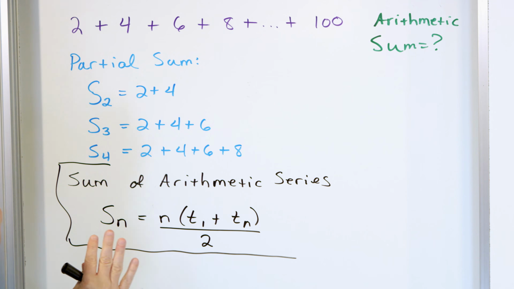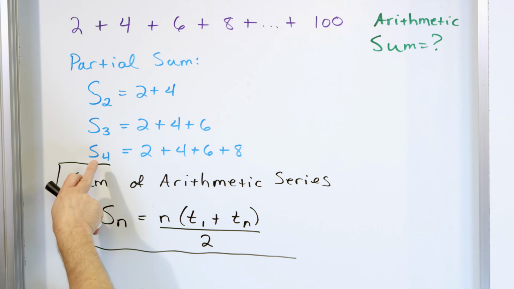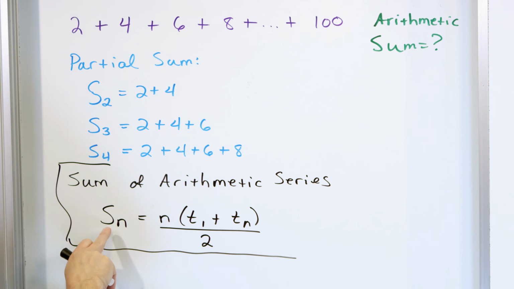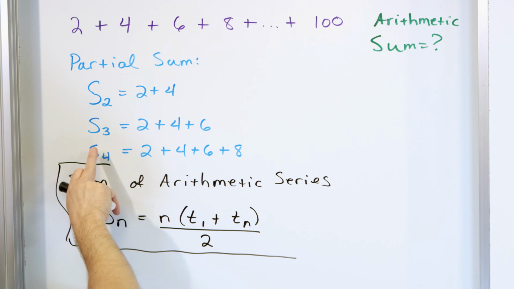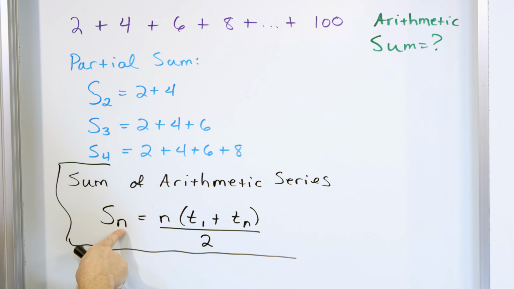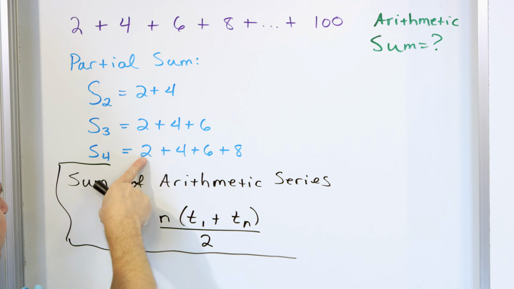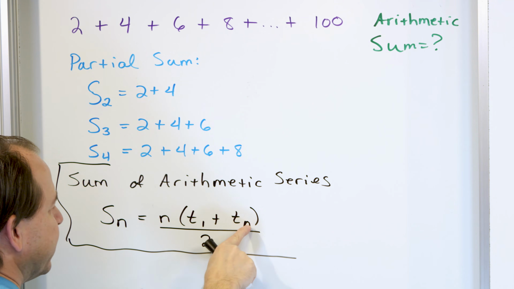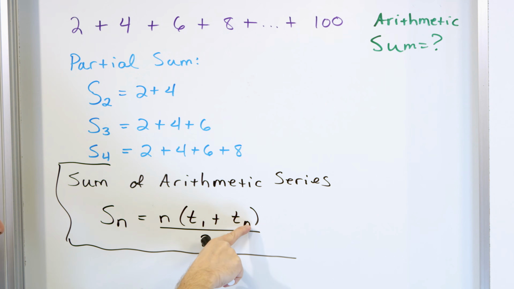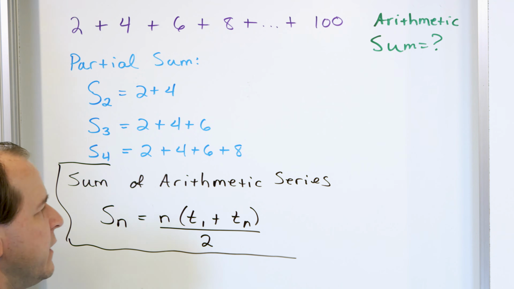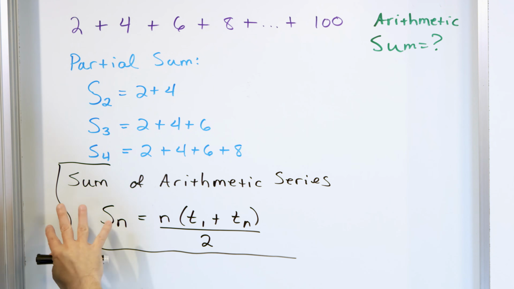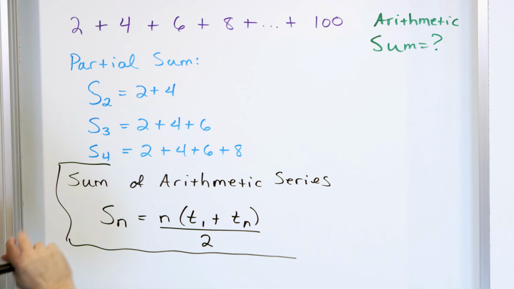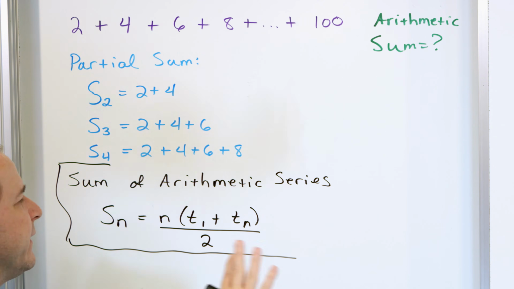So what it's telling you is, if I want to figure out, for instance, the partial sum of the first 4 terms, I would put a 4 in here. Then the equation would be 4 multiplied by the first term, 2, plus the last term, t sub 4, because remember I put 4 in here, the 4th term, which is 8. I would add those together, multiply by n, which is 4, and then divide by 2. So this allows me to use this arithmetic series formula to find the sum of any arithmetic series I want.